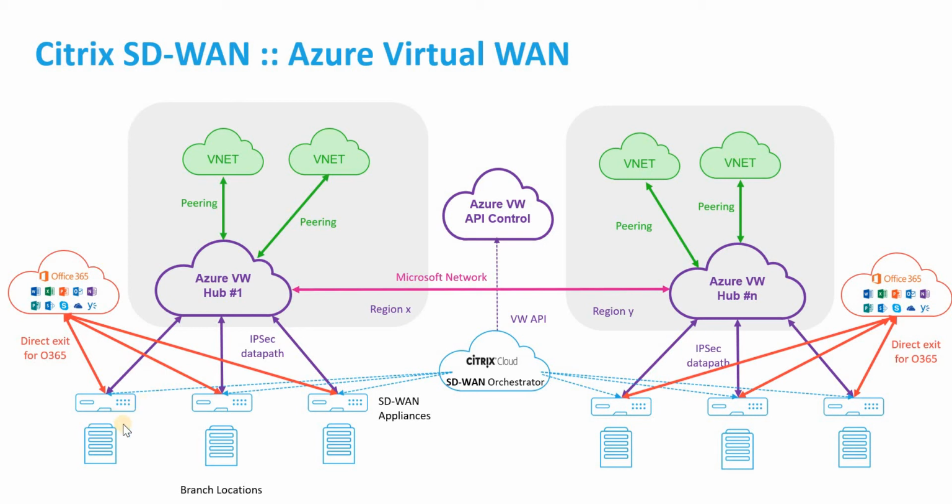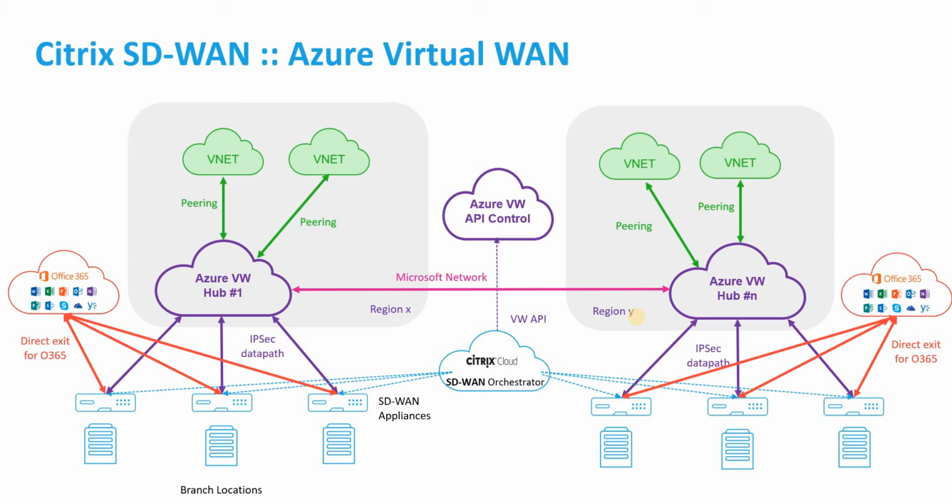For example, if you take the SD-WAN branch appliance on the left hand side over here, if it is connecting to hub 1, which is part of region X, it will be able to access the applications which are hosted on the VNets belonging to region Y, and will be using the Azure backbone in order to access these applications.